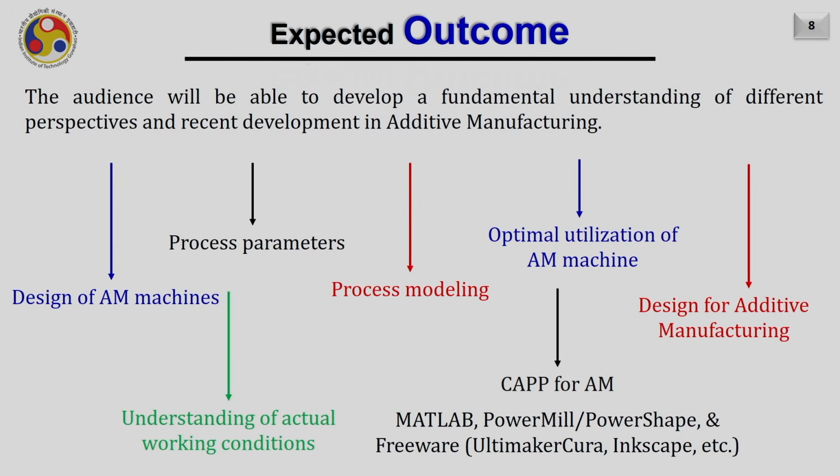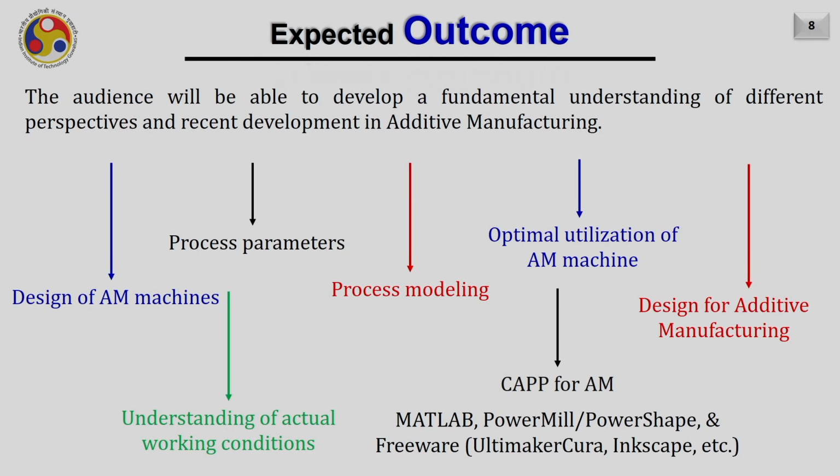The expected outcome from this course: in the end, the audience will be able to develop a fundamental understanding of different perspectives and recent developments in additive manufacturing. I am expecting that you will be able to design additive manufacturing machines. You will be able to select the optimal process parameters. Also, you will be able to model the process. You will be able to optimally utilize the existing additive manufacturing machines. And the most important one, you will be able to create your part in such a way that you can utilize an existing additive manufacturing machine optimally. That is called design for additive manufacturing.